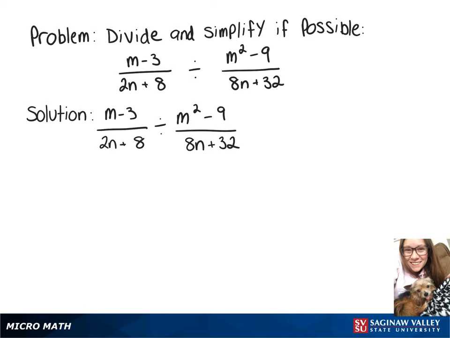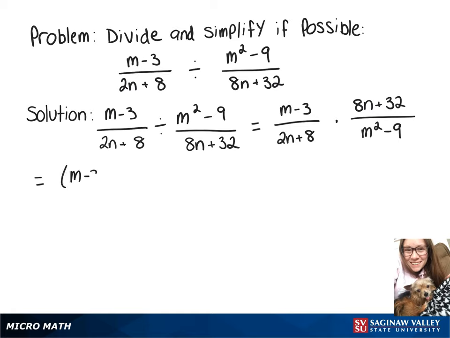To start this division problem, we're going to multiply by the reciprocal. So we'll have (m minus 3) over (2n plus 8) times (8n plus 32) over (m squared minus 9). So combining that into one fraction, on top we have (m minus 3) times (8n plus 32) over (2n plus 8) times (m squared minus 9).